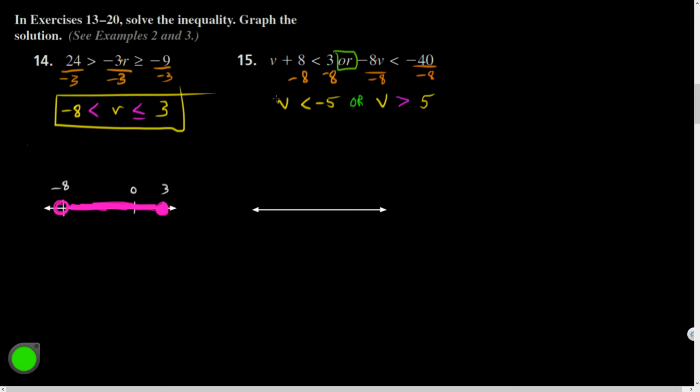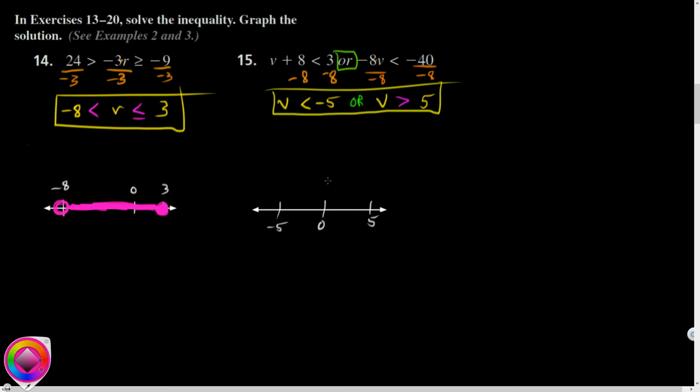And the fact that it's an OR problem, is it going to be shaded towards or away? Away is right. We'll be shading away from each other. So this one will be easy to graph. Positive 5 is over here, exactly the same distance away as -5 on the other side. And an open circle for less than, and an open circle for greater than.